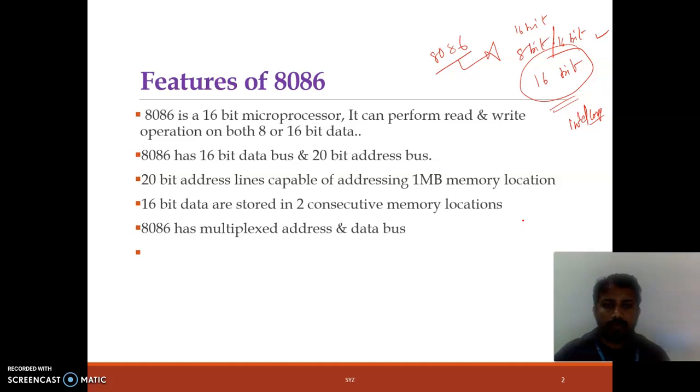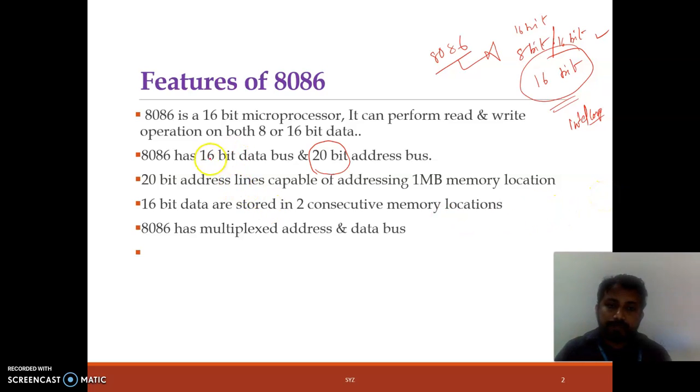The unique feature of this one is that even though it is a 16-bit microprocessor, it has a 20-bit address bus. Now we'll see what happens if it had only a 16-bit address bus. Then what is the disadvantage, and what is the advantage of getting a 20-bit address bus?